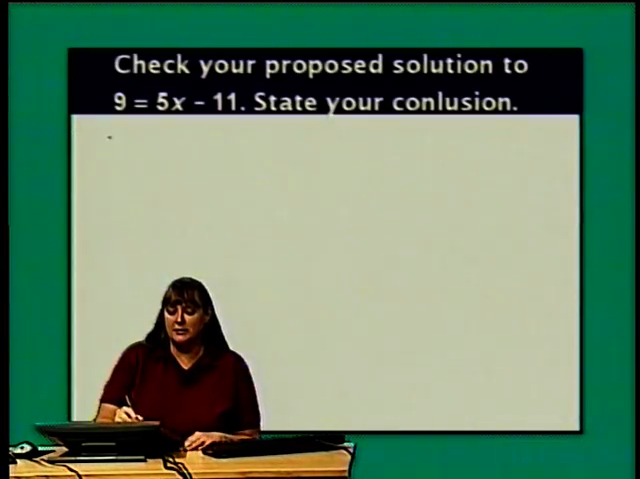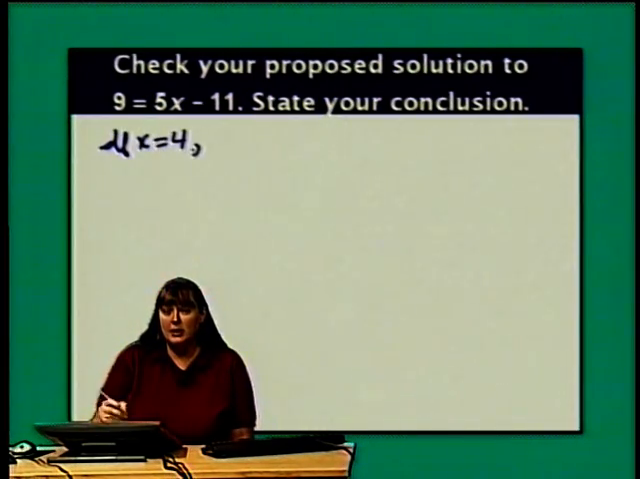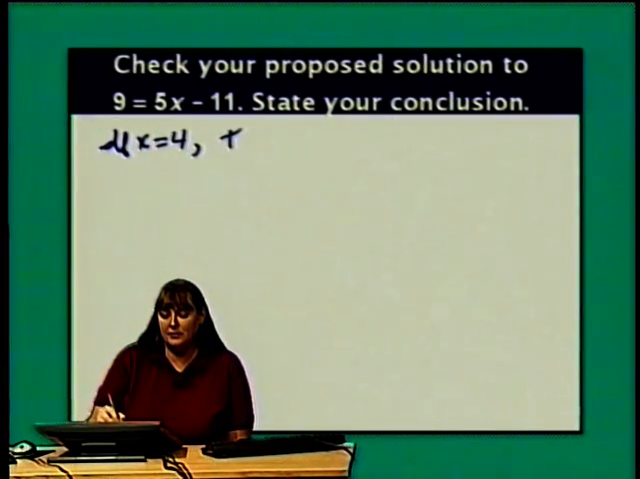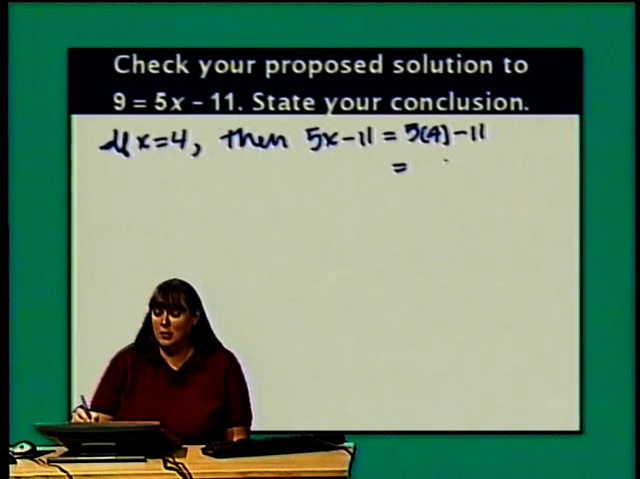So let's check the solution. If x equals 4, then looking at the right-hand side, since that's the side that involves the variable, 5x minus 11 equals 5 times 4 minus 11. 5 times 4 is 20. 20 minus 11 is 9.